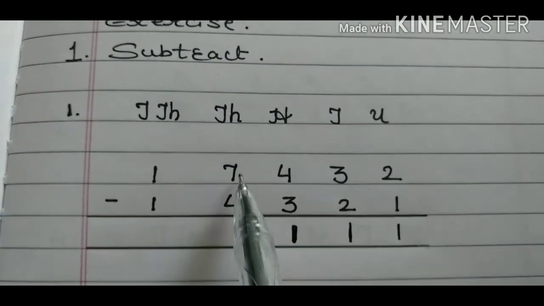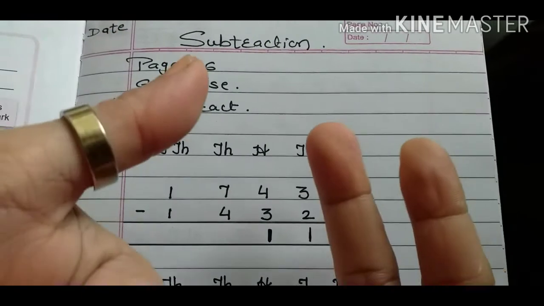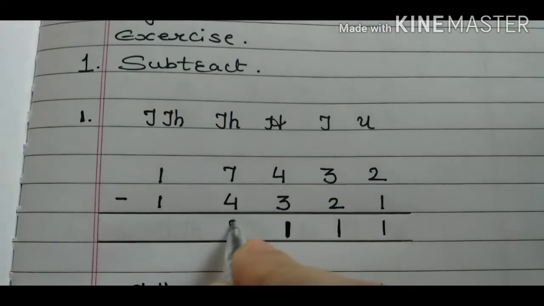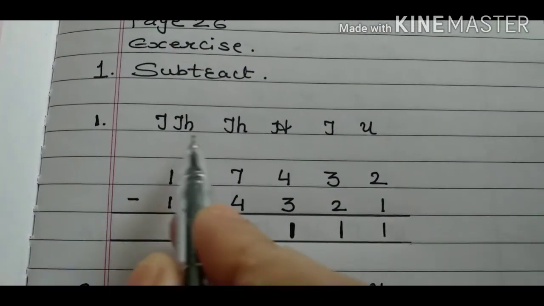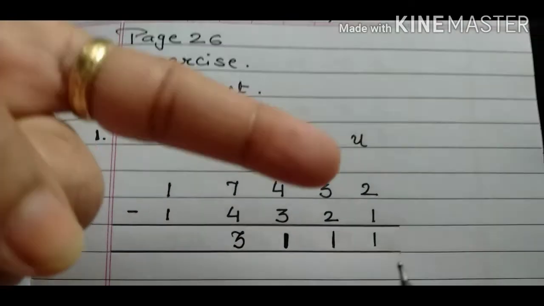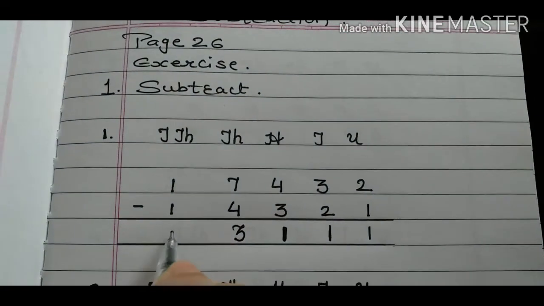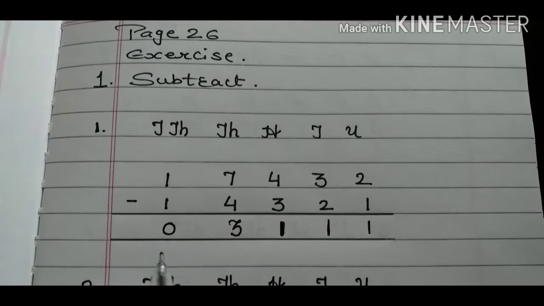In thousands place, 7 minus 4. See, 7 minus 4 is 3. So write down 3 in thousands place. And in 10,000s place, 1 minus 1. So 1 minus 1 is 0. So write down 0 in 10,000s place.